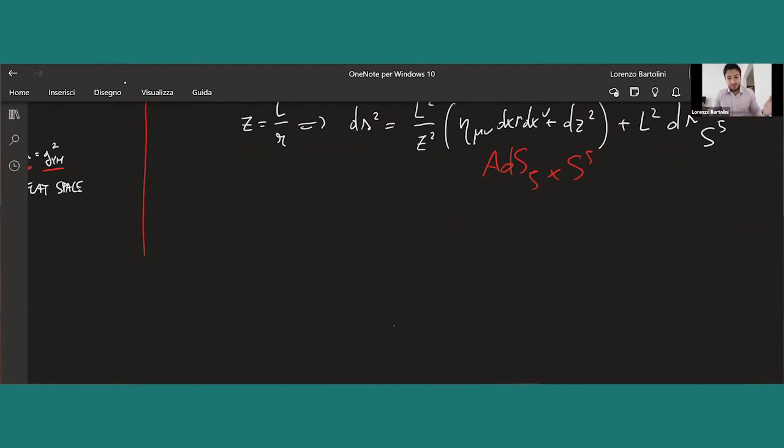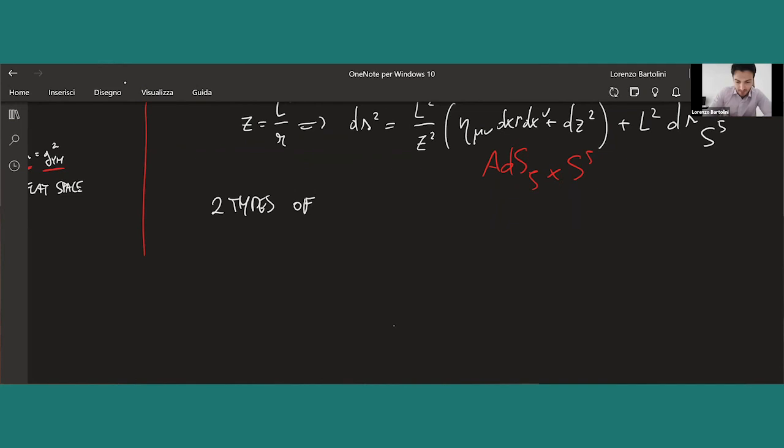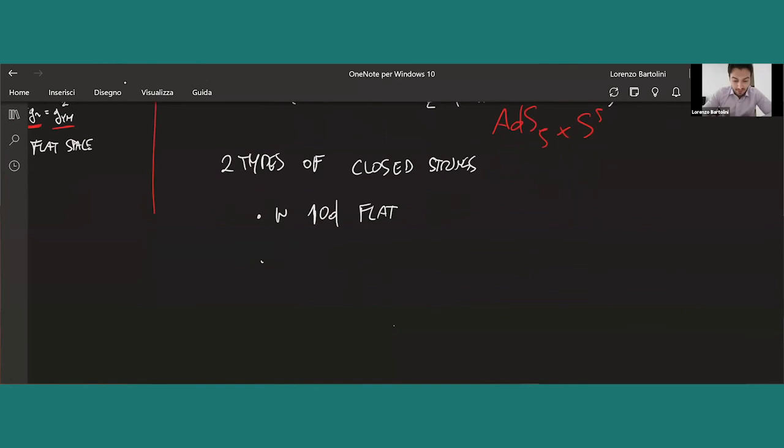What is the low energy theory that we see at this point? We place ourselves very far where gravity is weak, and we ask ourselves what kind of low energy excitations we see. So there are two types of closed strings that propagate in this spacetime. One kind propagates in 10-dimensional flat space, and we are at infinity and we see them all around us. They don't carry a lot of energy. But then we have also the ones propagating in AdS5 times S5.